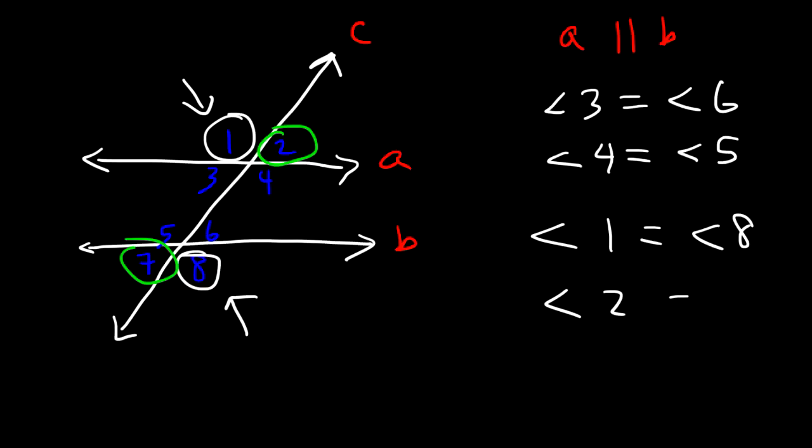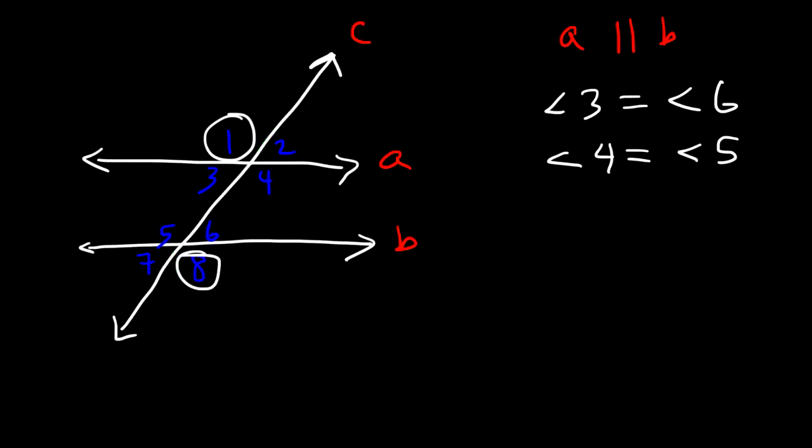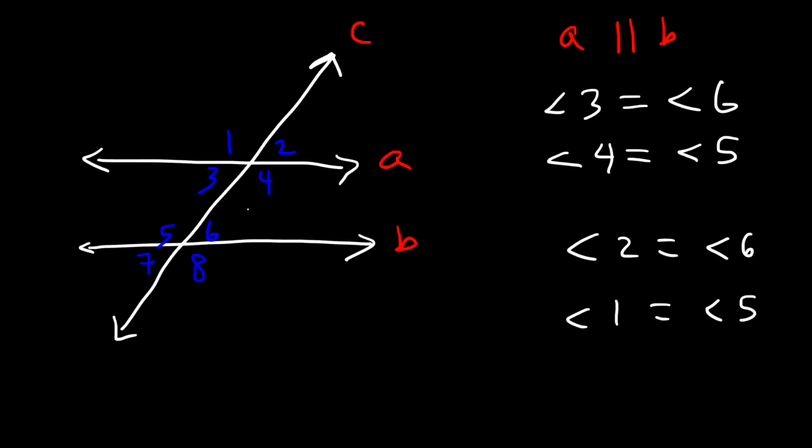Now the next term that you need to be familiar with are corresponding angles. Angle 2 and angle 6 are corresponding angles. Corresponding angles are congruent. Angles 1 and 5 are corresponding angles. Angles 4 and 8 are corresponding, and 3 and 7 correspond to each other. So angle 4 is congruent to angle 8, and angle 3 is congruent to angle 7. So those are corresponding angles.